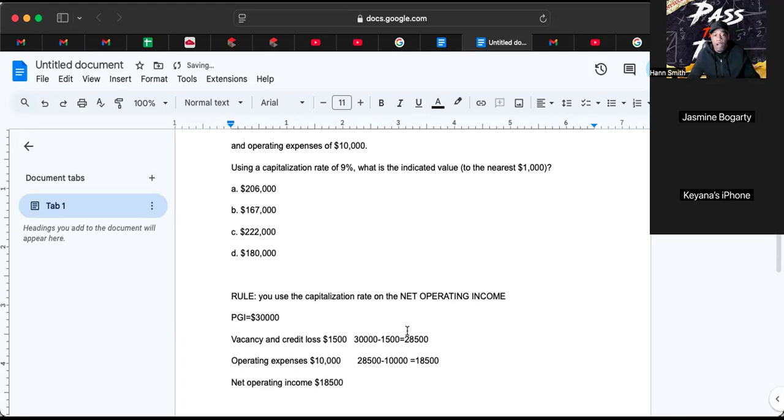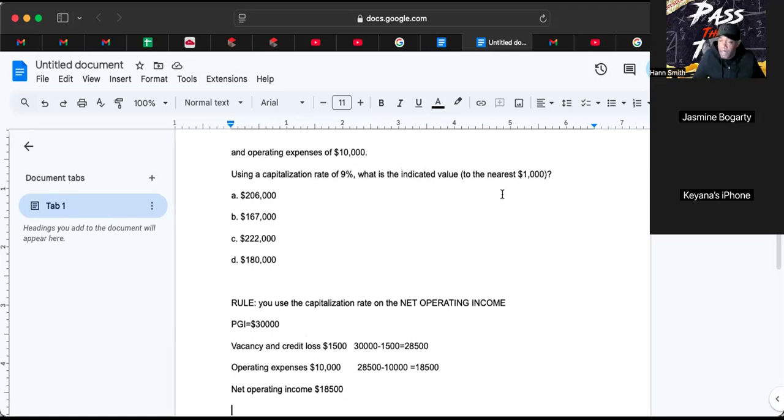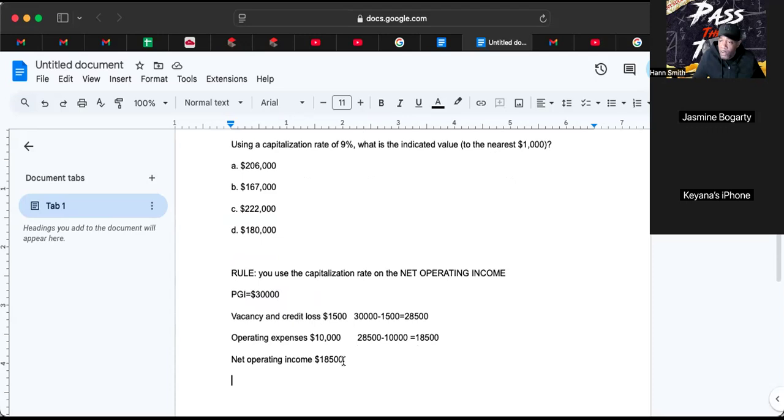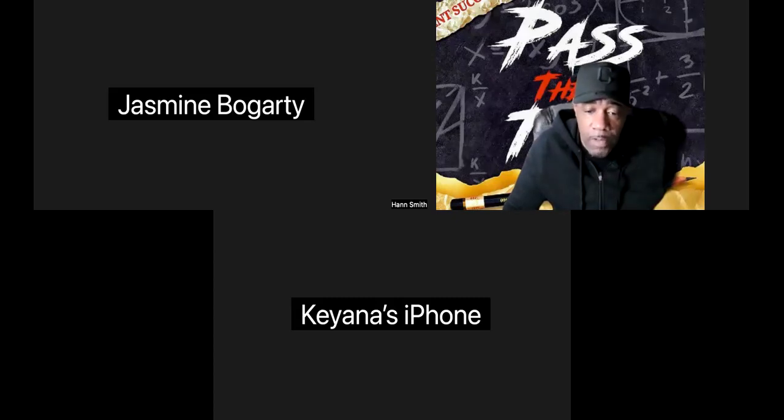Right? Now, it says using a capitalization rate of 9%, what is the indicated value to the nearest thousand? Well, when we get to here, we capitalize. When you capitalize, now we need to look at the capitalization formula. Let's just do that. I'm going to show you right on the screen. We're going to look at the formula.